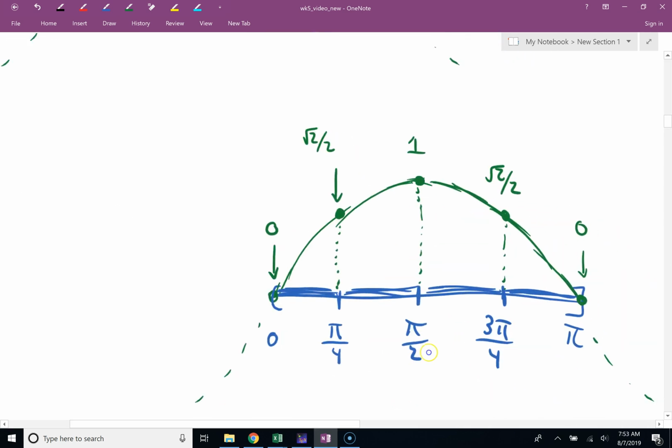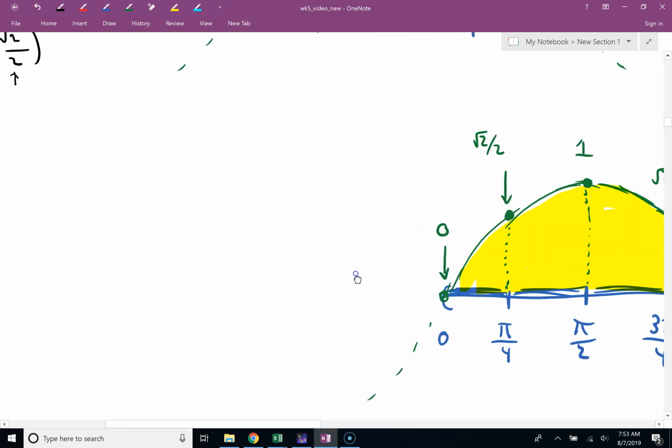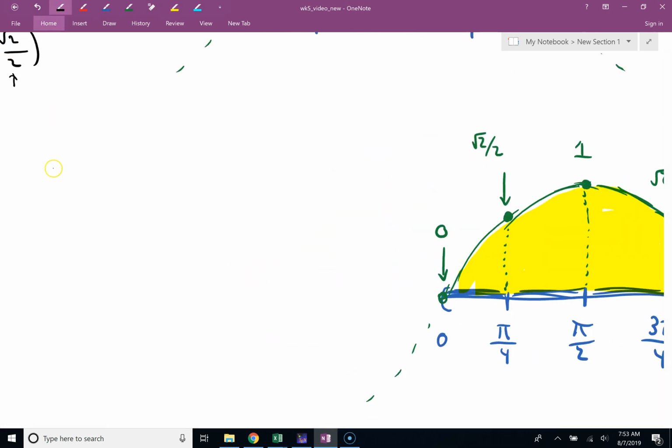So let's go back here, and again, the thing that we're trying to do is approximate the area between sine of x and the x-axis here. So this area right here. And now I want to use an upper sum, so an overestimate. So this is going to be part B here.